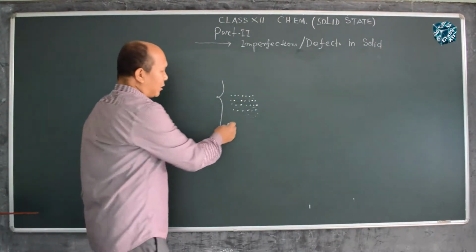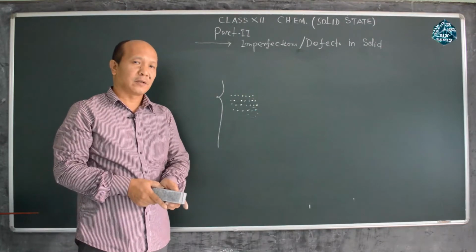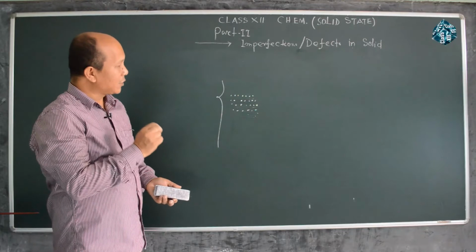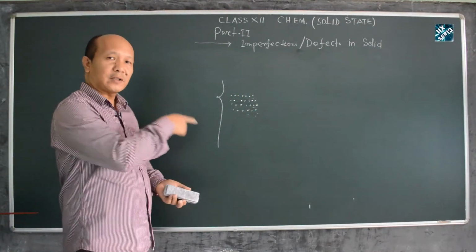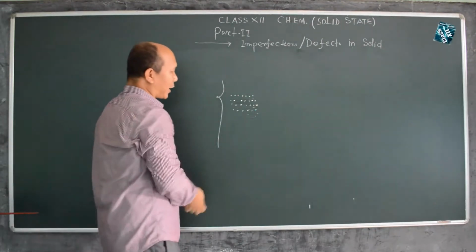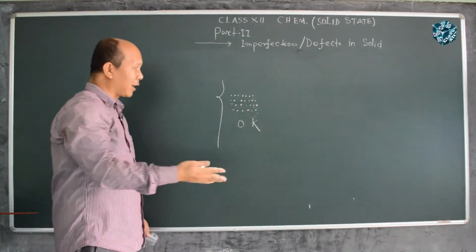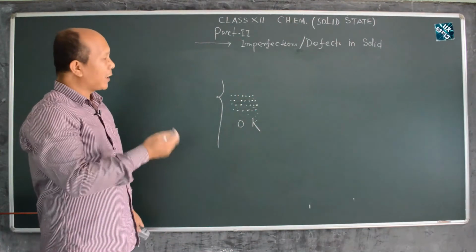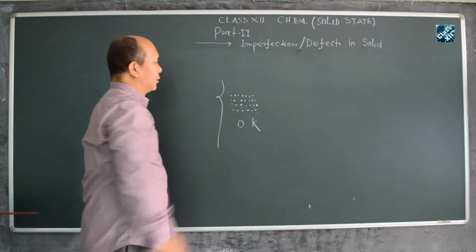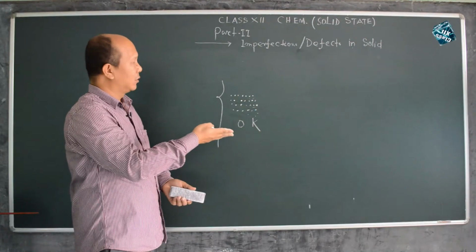A simple concept from class 11 thermodynamics is the third law of thermodynamics. At absolute zero, the entropy of a perfectly crystalline solid substance is zero. That means a crystalline solid is ideal, and no defect can occur at zero Kelvin. As the temperature rises, some defects occur. Constituent particles may go missing, or others may occupy their positions.